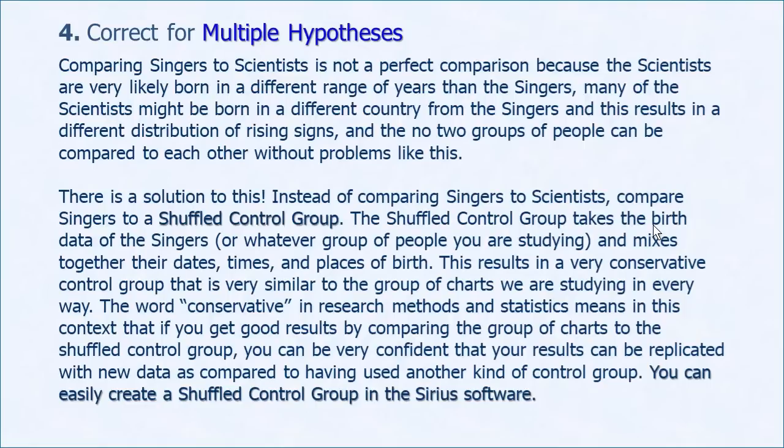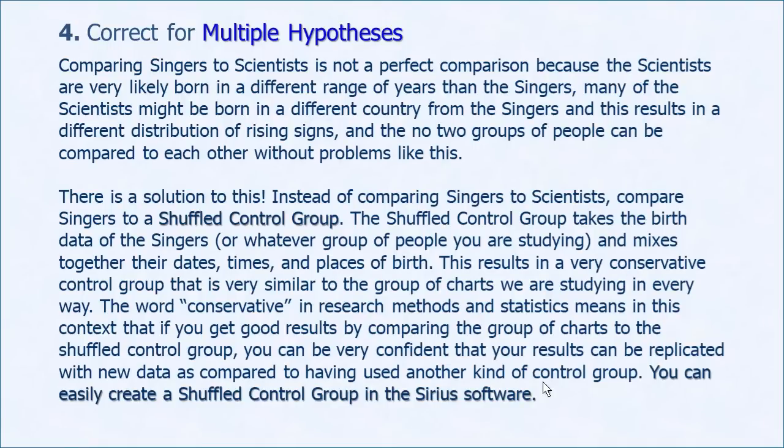And we call it a conservative estimate. So I've got here in the bottom of the second paragraph that the results that we would get by comparing the singers with a shuffled control group of singers gives us a conservative control group and gives us a conservative estimate of probability. Conservative means, in research and statistics, in this context, that if you get good results, like if you compare the singers to the shuffled control group of singers on their AstroSignature scores, and you run this t-test, and by the way, you do all of this right in the software.